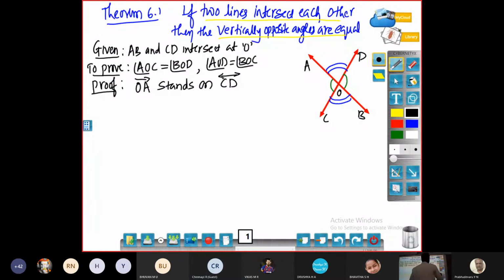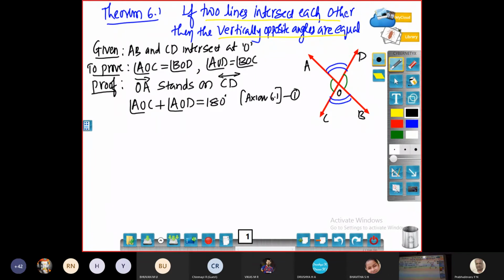Just observe the ray here. Ray is OA and CD is the line, I am highlighting that one. OA is standing on CD. So you can write the adjacent angles: angle AOC plus angle AOD is equal to 180 degrees, as per that axiom 6.1. You can call this statement 1.